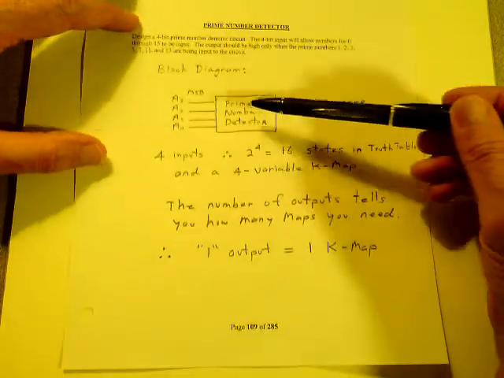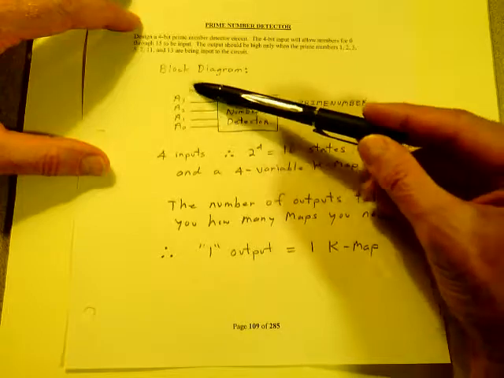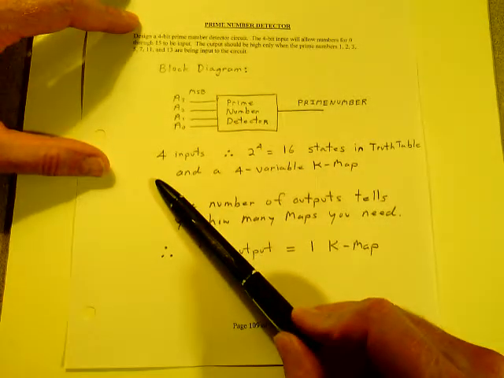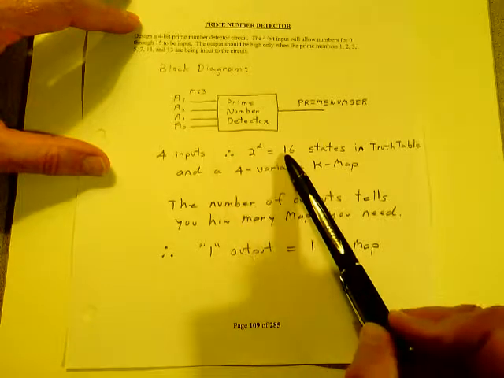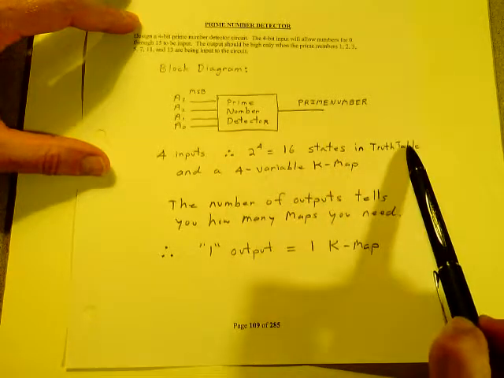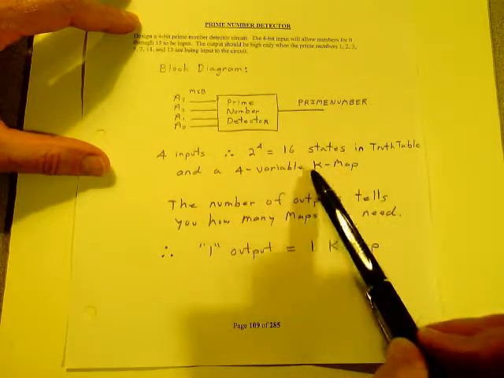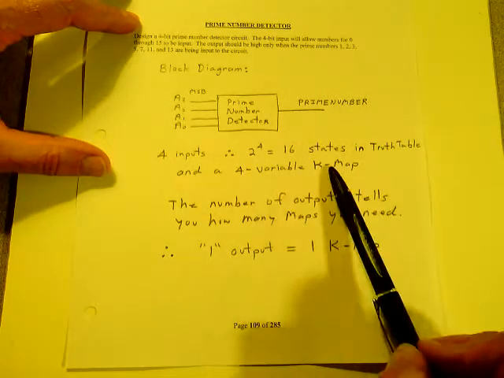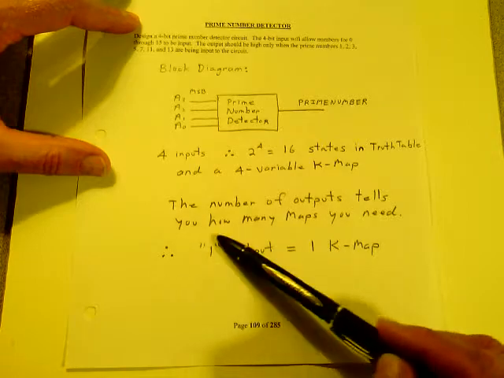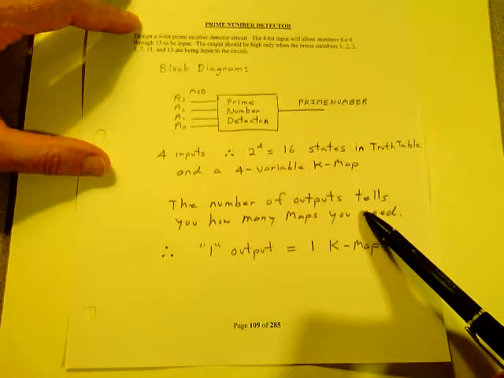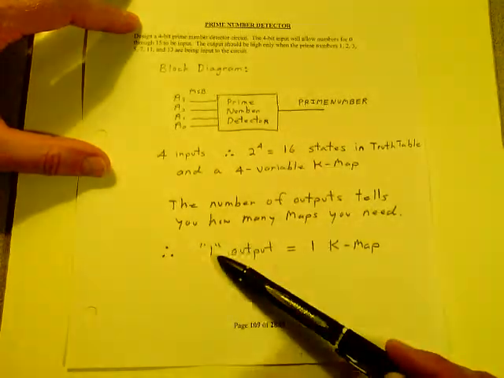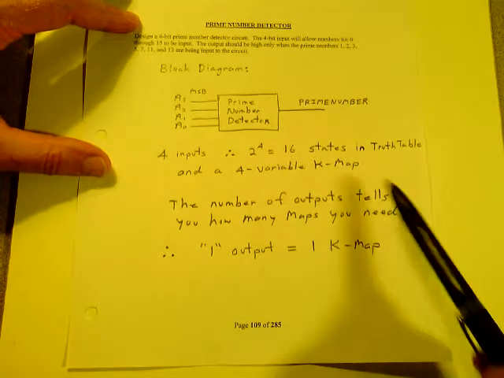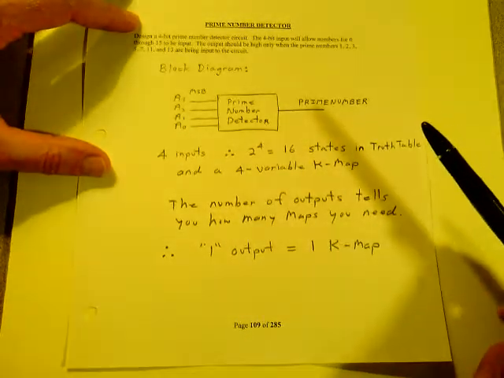Here's your block diagram. Here's your prime number detector. Notice it has 4 inputs and it has 1 output. Since it has 4 inputs, you're going to have 16 states in the truth table, and you're going to use a 4-variable K-map. 4 inputs means a 4-variable K-map. The number of outputs tells you how many maps you'll need. There's 1 output, so you're only going to have to do 1 K-map, and it's going to be a 4-variable map.